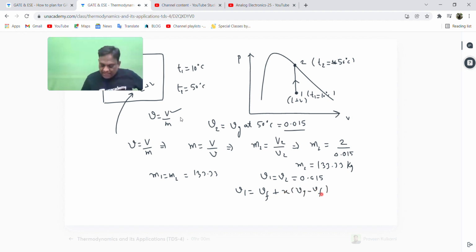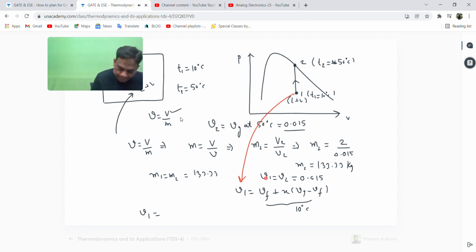Please tell me, is the question clear? All of you, is the question clear? Initially, it is in the wet region. Whenever it is in the wet region, I have every right to write this equation. But all of you note down that these Vf and Vg are at 10 degrees centigrade. So V1 is already known. What is V1? V1 is equal to V2, which is 0.015.